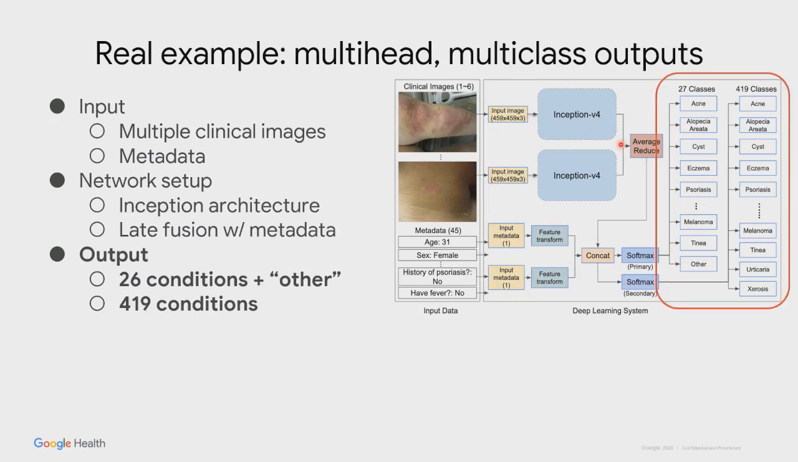And then the output, in this case, we actually have two sets of outputs. One set of output is for 26 conditions plus an other category, a catch-all bucket, and 419 classes, which captures all of the possible conditions. This is what we did for this specific example, but the essence is that you have this input, model, and output structure.